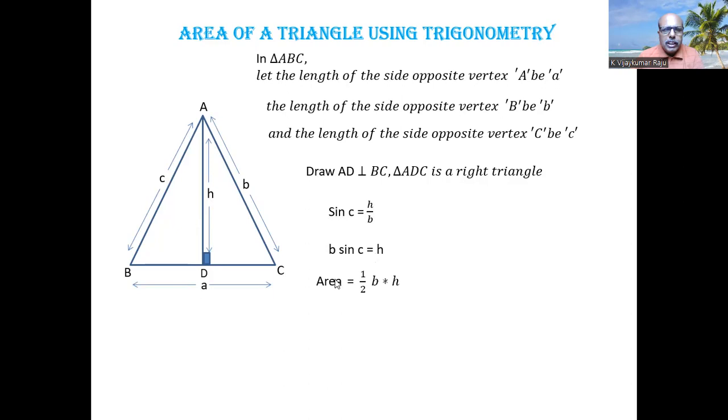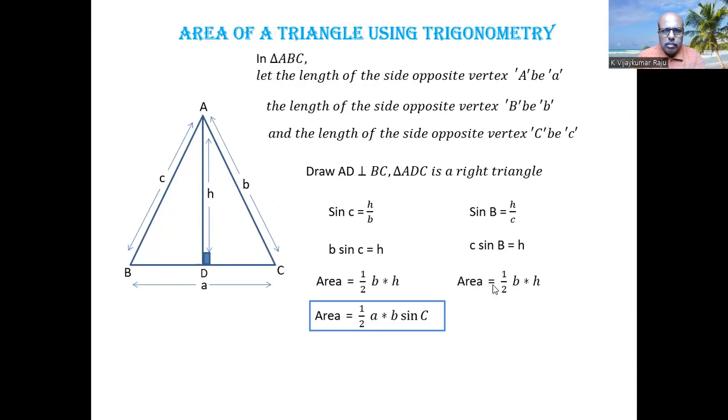Now what is the area of a triangle? Area of a triangle is half base into height. Half base is A and height is this. So if you put, half into A into B into sine C. Now let us take angle B. When you take angle B, sine of angle B is H upon C. Opposite is H, hypotenuse is C. So H upon C. Take it this side, you get C sine B is equal to H. So area will be half base into height, which is half into A into C into sine B.